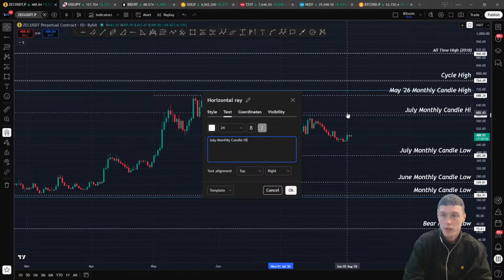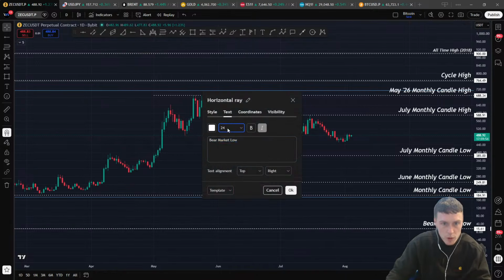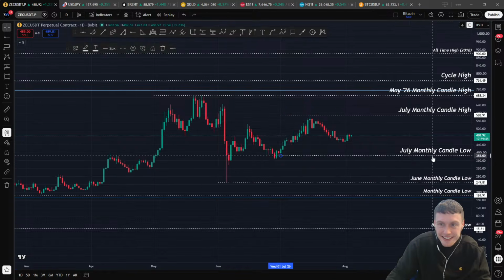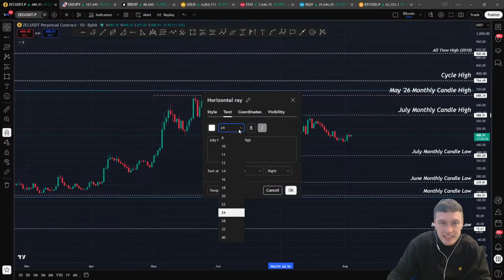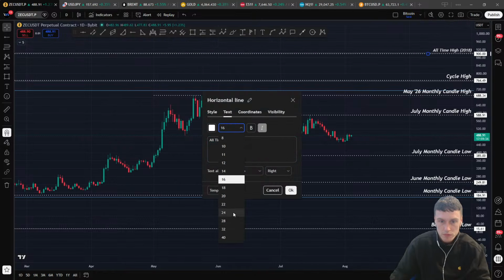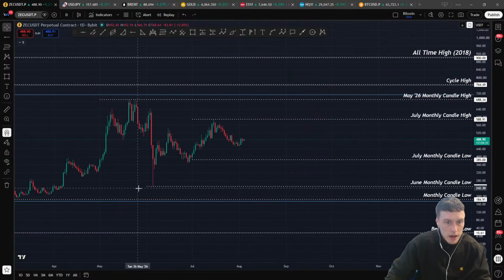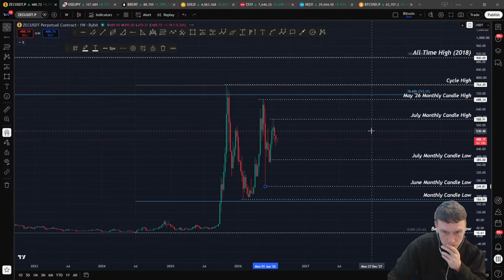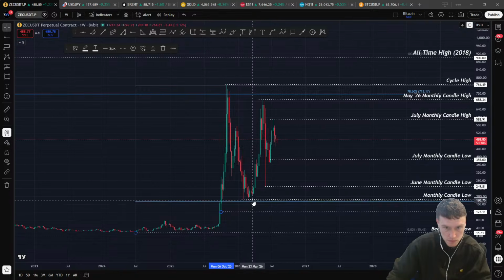Monthly candle high. I'm actually going to make this a bit smaller. Alrighty. Let's get all our settings right first, and then we can proceed further. Make this one a bit more noticeable. I'm going to closely align these. Actually, then we're going to go back to the weekly. Most of the weekly ones are the monthly ones. That's fine. Except for that one.